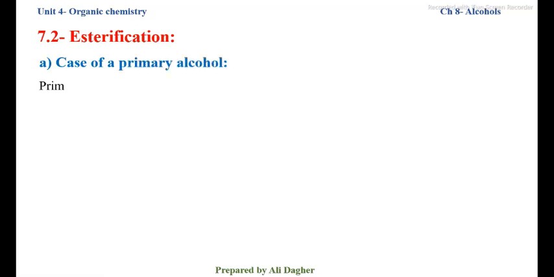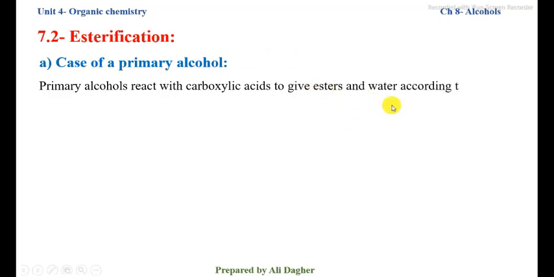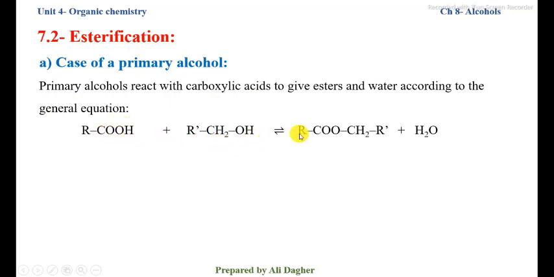Now, case of primary alcohol. Primary alcohols react with carboxylic acids to give esters and water according to the general equation. RCOOH plus R'CH2OH give RCOOCH2R' plus H2O. As we have said, we eliminate OH from the acid and H from the alcohol. The left of the acid RC double bond O, with O from this direction, the left of the alcohol OCH2R', OCH2R' plus H2O.